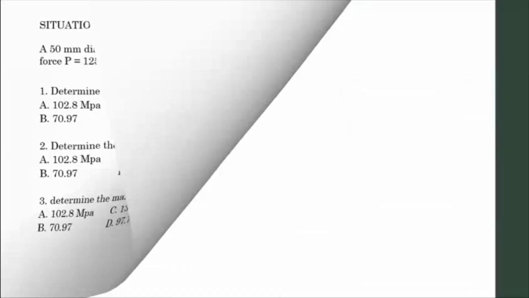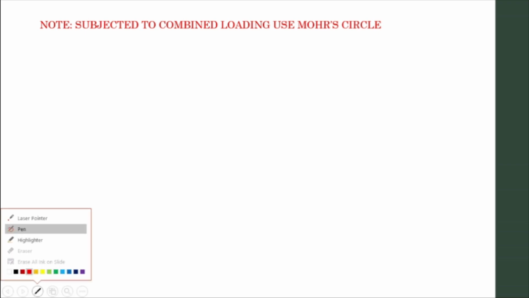So, alam natin na combined loading siya kasi subjected siya sa axial force P and torque T. So, kapag nakarinig tayo ng combined loading, gagamit tayo ng Mohr circle. So, paano ba ang Mohr circle?